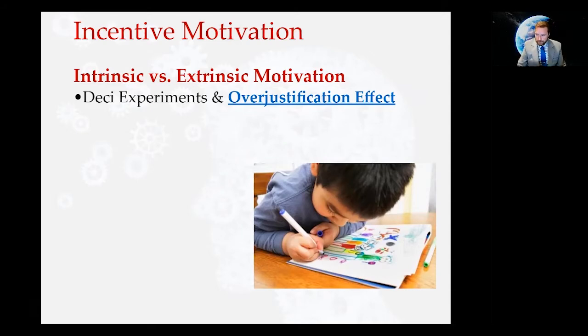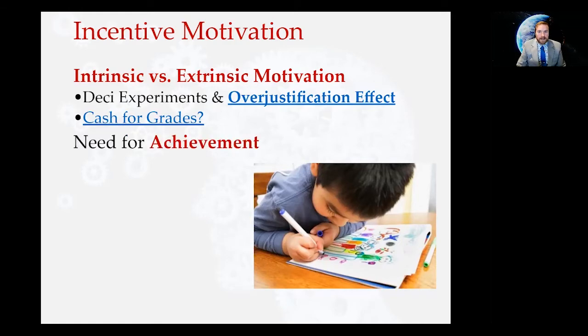So for example, if a child really enjoys reading, but suddenly they now get paid for each book they complete, the child's enjoyment of reading might decrease because the motivation shifts from intrinsic, the love of reading, to extrinsic, the love of reward money. So what about cash for grades? Would this work? What if we pay kids to get good grades? Let's find out.